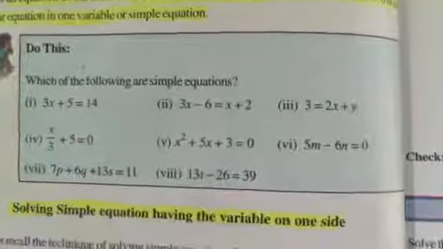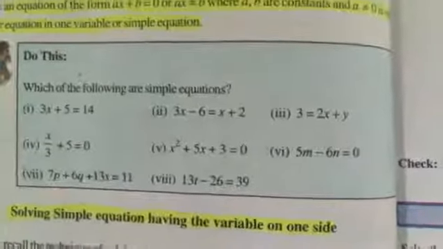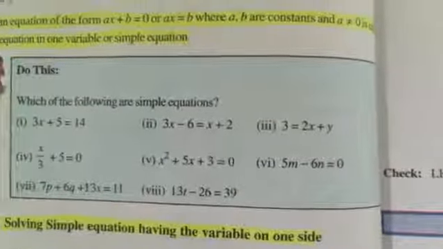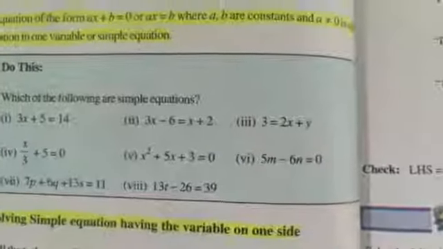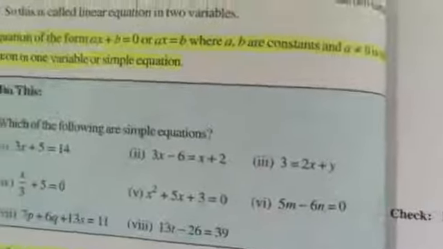In the fourth one, x by 3 plus 5 equal to 0, it is a simple equation. Next, x square plus 5x plus 3 equal to 0 is not a simple equation. Why? The degree of this equation is 2. The x square term is there, so it is not a simple equation.